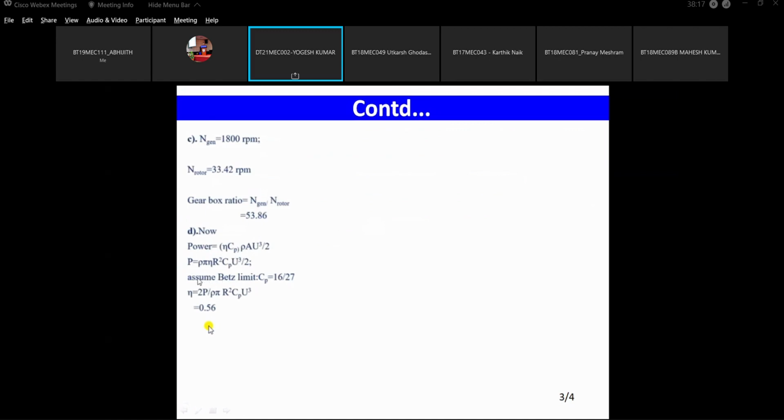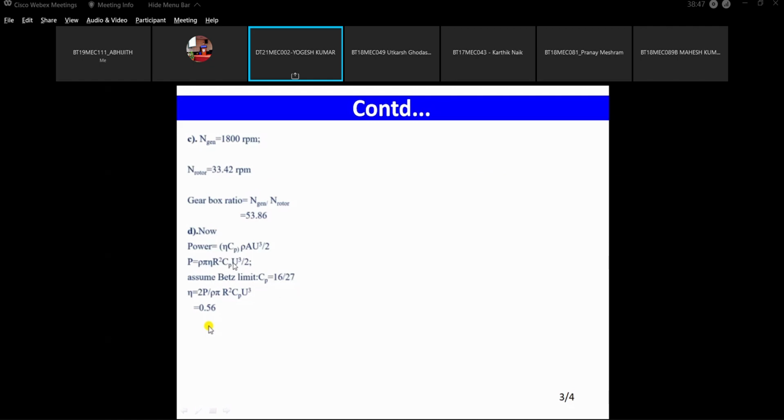Here we assume the Betz limit, Cp equal to 16/27, which is the maximum. So area is given as pi r square, and eta is efficiency, rho is density of air, Cp is coefficient of performance for the wind turbine. So we use this value 16/27 for Cp.